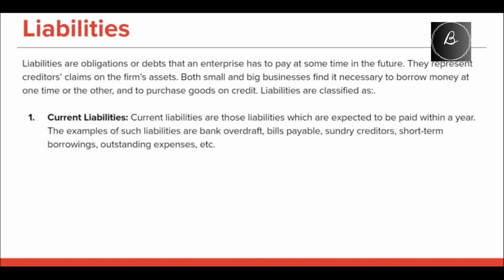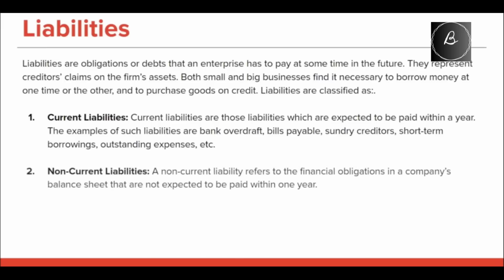Current liabilities. Current liabilities are those liabilities which are expected to be paid within a year. The examples of such liabilities are bank overdraft, bills payable, sundry creditors, short-term borrowings, outstanding expenses, etc. Sundry creditors are those people to whom we owe money. Non-current liabilities. A non-current liability refers to a financial obligation in a company's balance sheet that is not expected to be paid within 1 year.